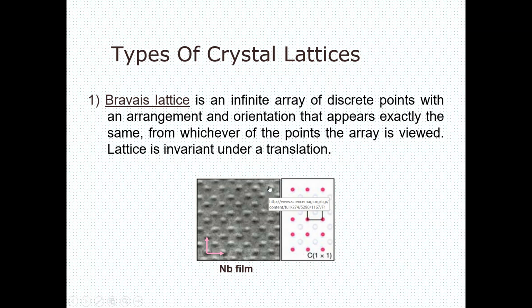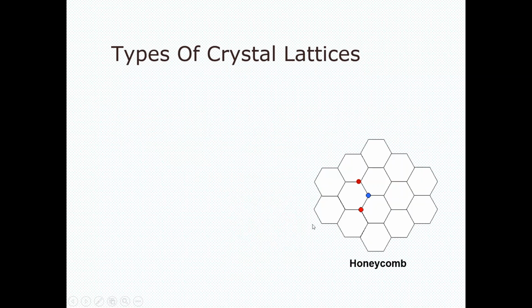So what is meant by the Bravais lattice? Just like you can see by yourself, a Bravais lattice is an infinite array of discrete points with an arrangement and orientation that appear exactly the same from whichever of the points the array is viewed. So what does it mean? It means that the lattice is invariant under a translation.